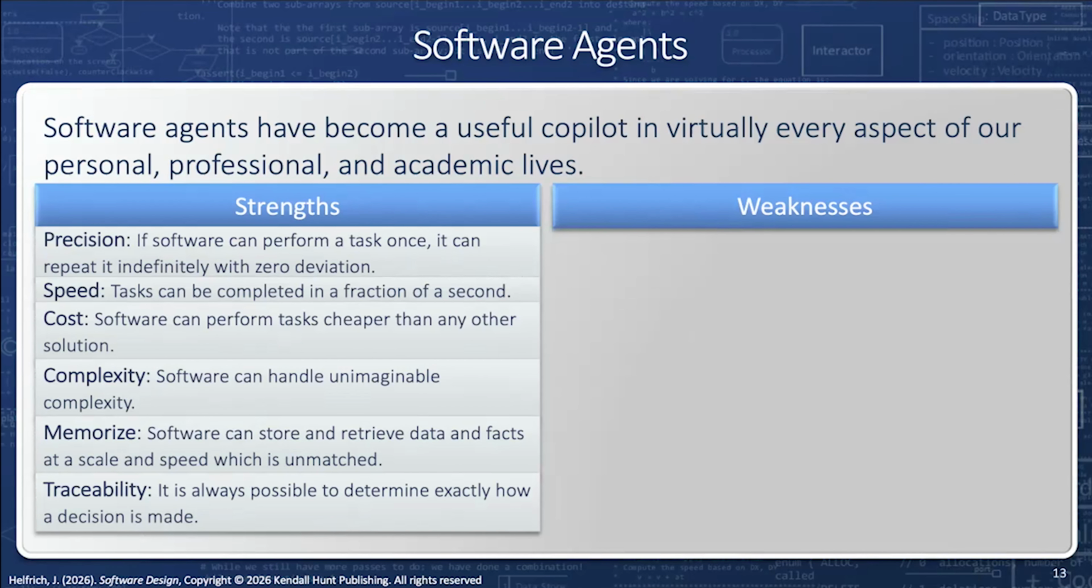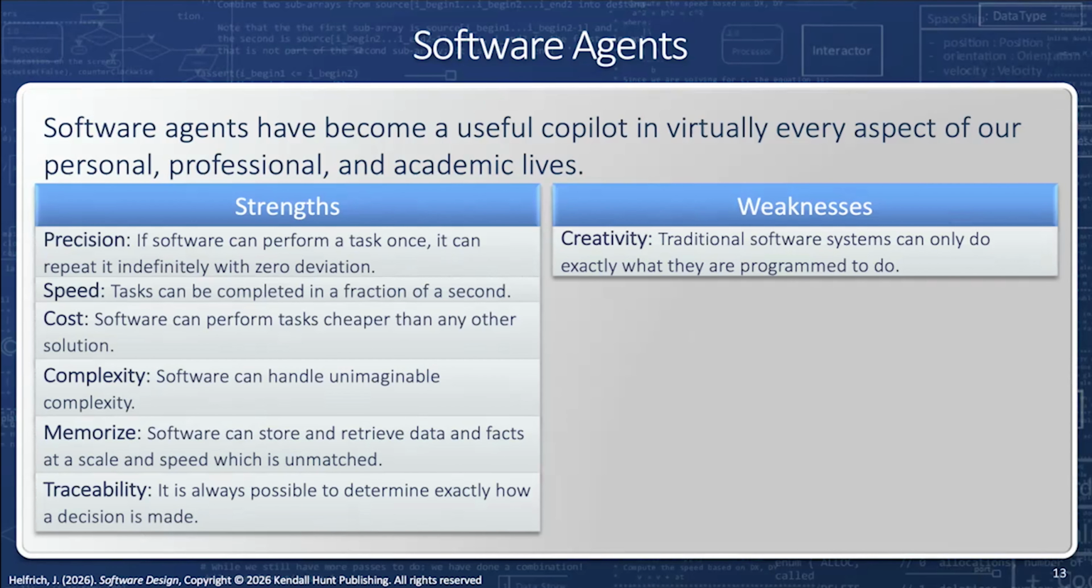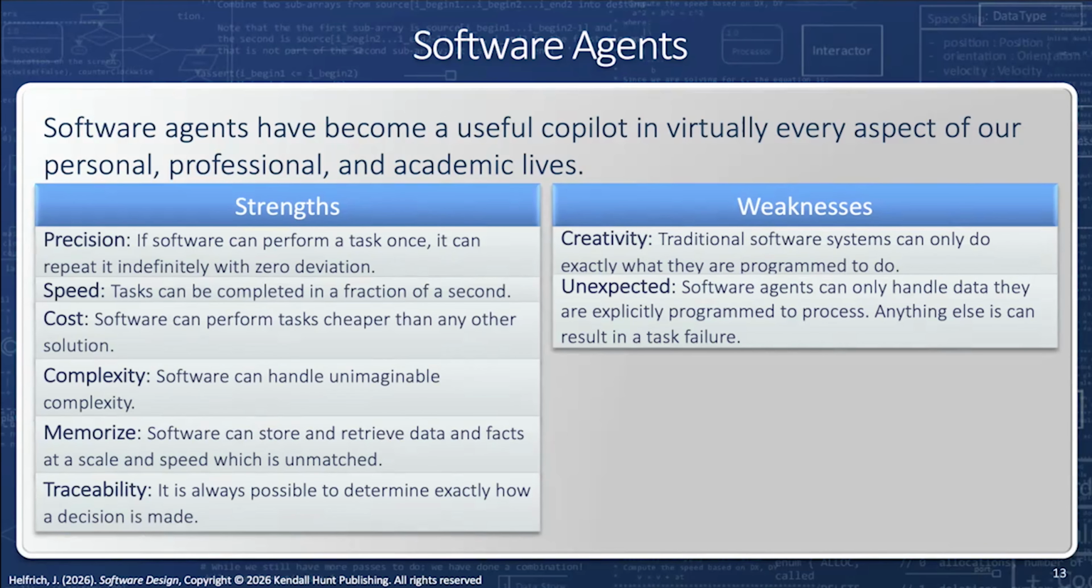Of course, software agents have weaknesses, the first of which is creativity. Traditional software systems can only do exactly what they are programmed to do. Any creativity expressed by software originates in the algorithm designed by its developers. In other words, creativity occurs at programming time, not at execution time. Software agents can handle only data they are explicitly programmed to process. Even small deviations can result in task failure.